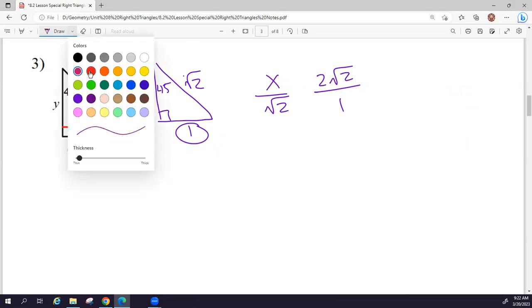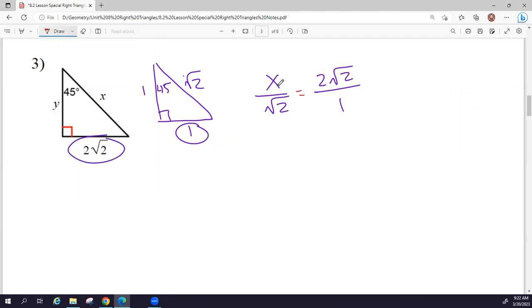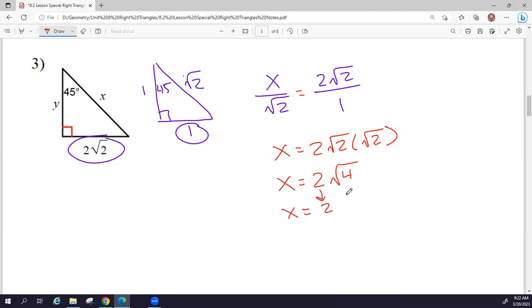And I can cross multiply. This time I am going to have to do some cross multiplying. x times 1 is x. 2 root 2 times root 2. And again, we talked about this in the warm-up. I'm going to multiply root 2 times root 2. That gives me root 4. We know what the square root of 4 is. The square root of 4 is 2. So we bring down this 2, and we bring down the square root of 4, which is equal to 2. And there's multiplication in between all of these. So I can multiply those together to get x to be 4.